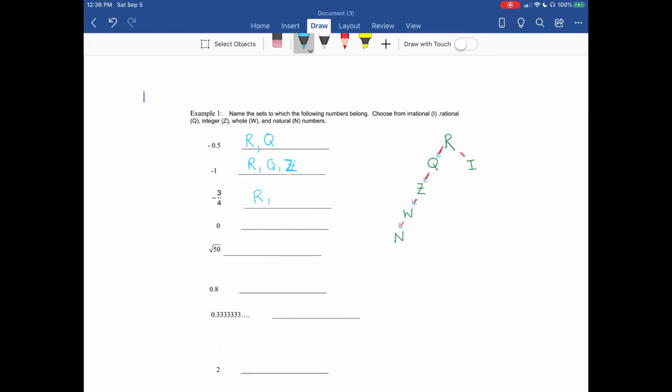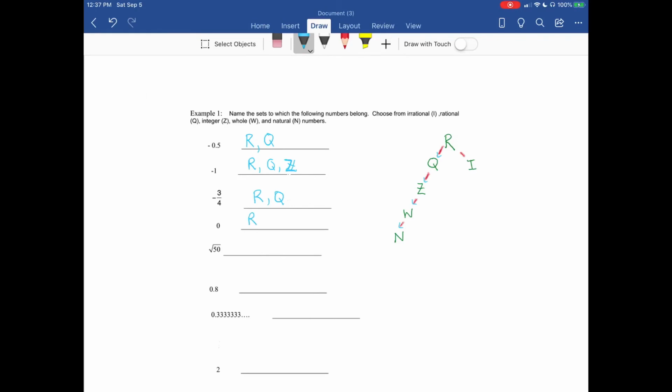We've got this real number, negative 3 over 4. It is written as the ratio of two integers. It makes it rational. Then I go to the fact that, is it an integer? No, because it is a fraction. So I can nix that comma because those are the two sets it belongs to.